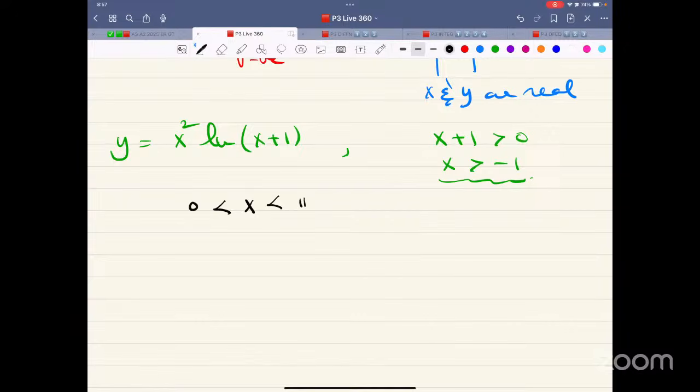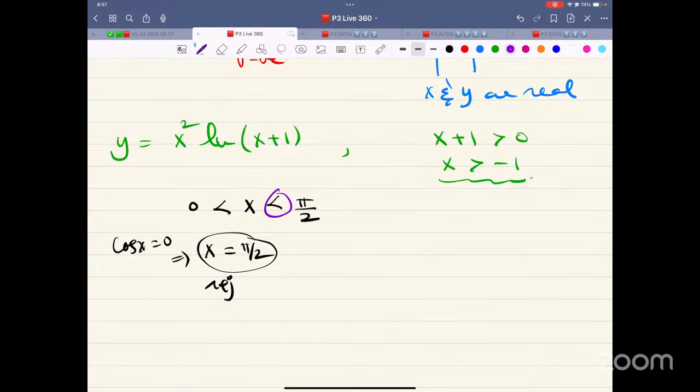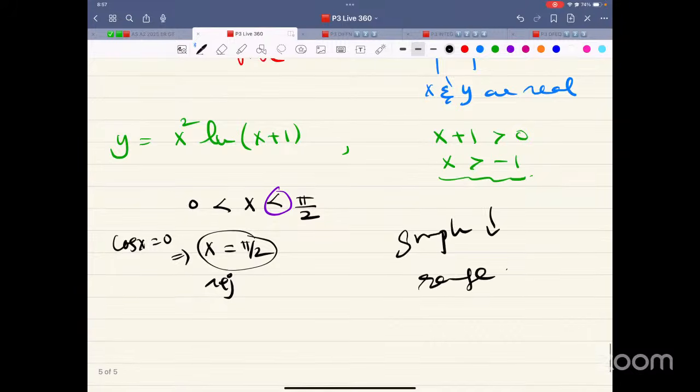This is 0 and pi by 2. So therefore, x is coming out to be pi by 2 in one thing, cos x is equal to 0. x is pi by 2, but we are rejecting it. Why are we rejecting it? Because of this range. It's not inclusive. And things like that. Sometimes a graph will be given, so the graph will be giving me the range.